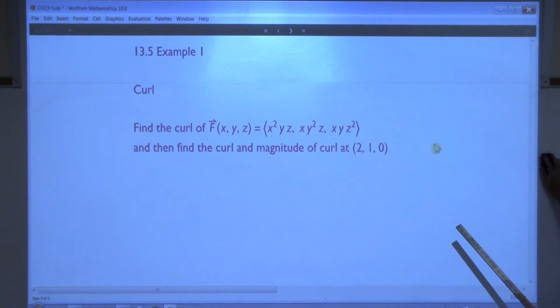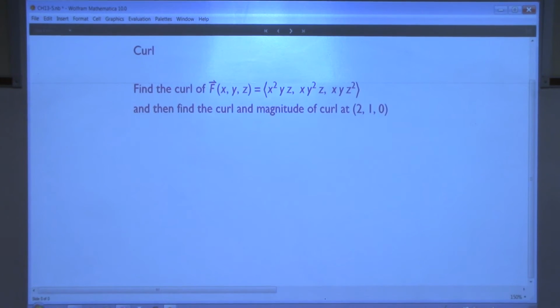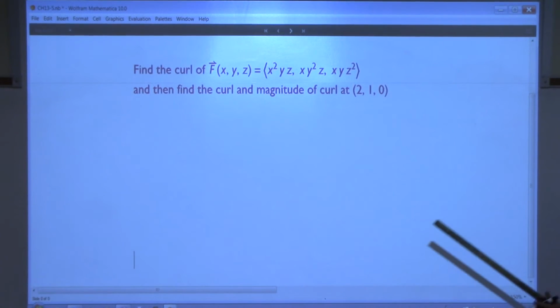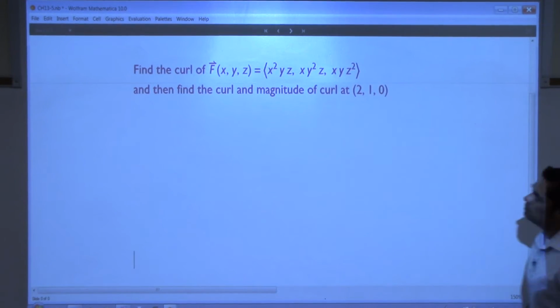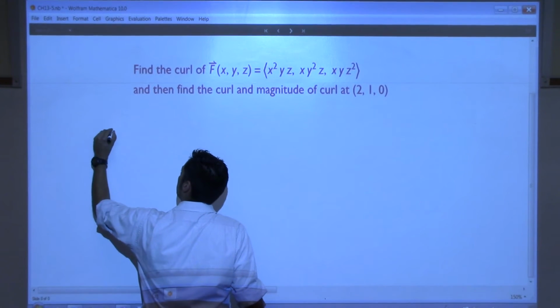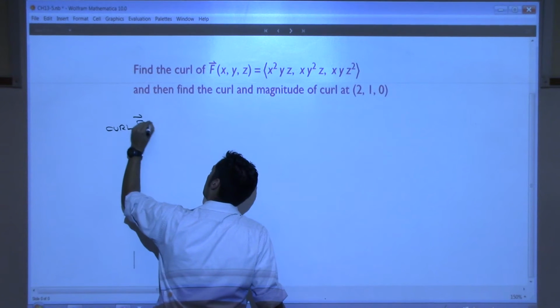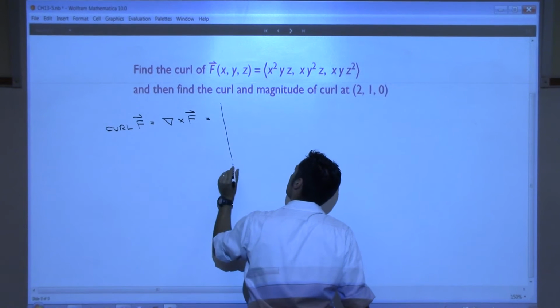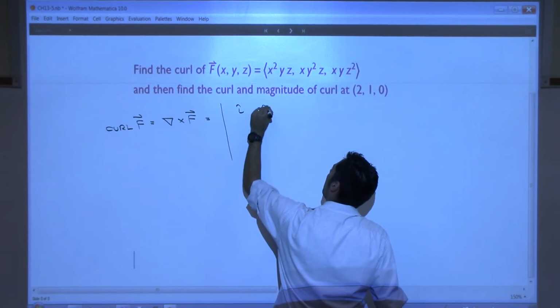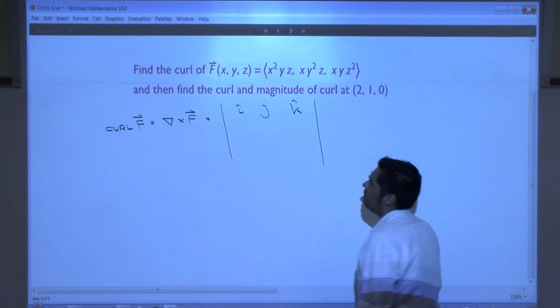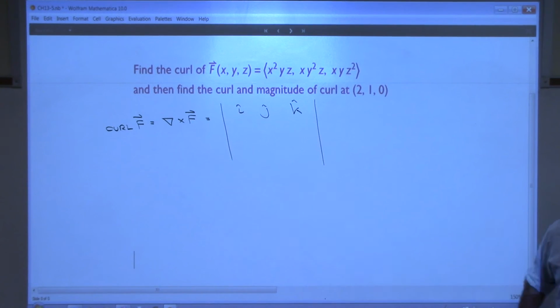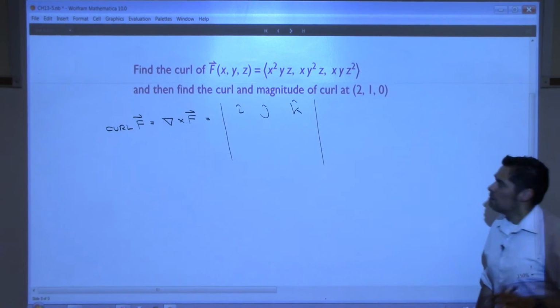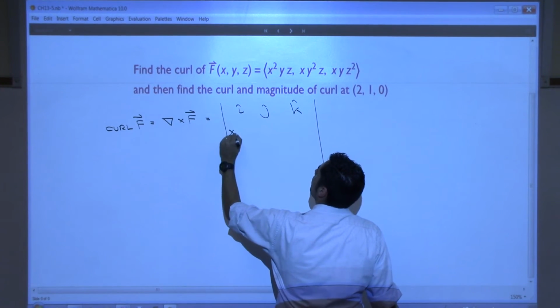So let's find the curl. Find the curl of this vector field, and then find the magnitude of the curl at a specific point. So the curl of F will be equal to del crossed F, which is equal to this thing, i hat, j hat, k hat. By the way, in the homework solutions for this section, which I posted today, I don't write i hat, j hat, k hat. I just do the two vectors. But following the book's notation, that's what they do.